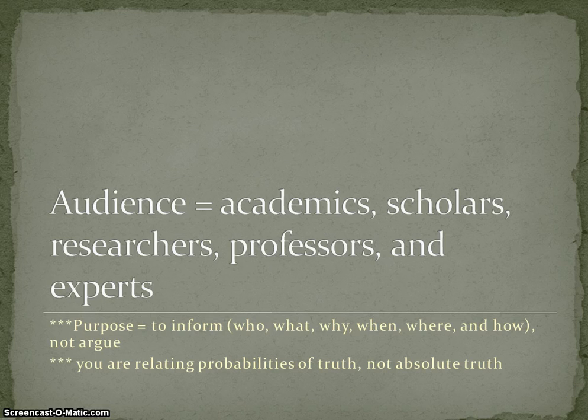Now, in this academic research paper, your audience is made up of academics, scholars, researchers, professors, and experts. And you're trying to inform these particular academic scholars, researchers, professors, and experts on this topic that you've chosen related to social justice. So because you've chosen this audience, this is going to definitely affect many things, one of which is language.